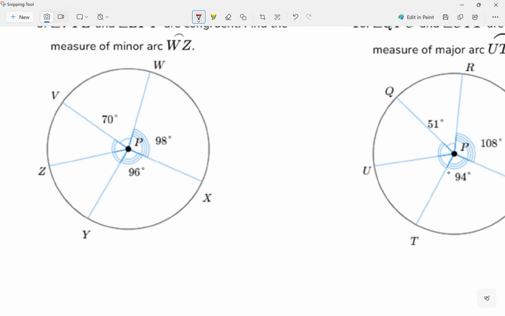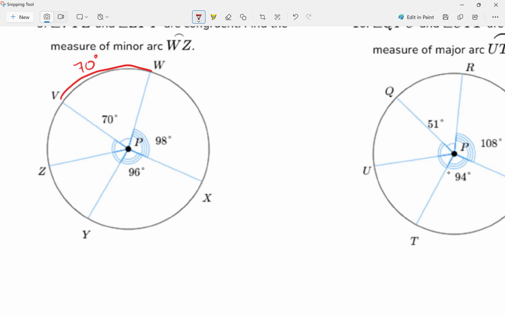I can come over and say the arc VW. Now an arc, in this case, is going to have 70 degrees. The arcs have degrees, in this case 70 degrees, because the arcs have the same degrees as the central angle, so the angle in the center. So you guys like, oh, can I say WX has 98 degrees? Yes, this arc has 98 degrees. And obviously the arc YX has 96 degrees. So the arc has the same degrees as the central angle.